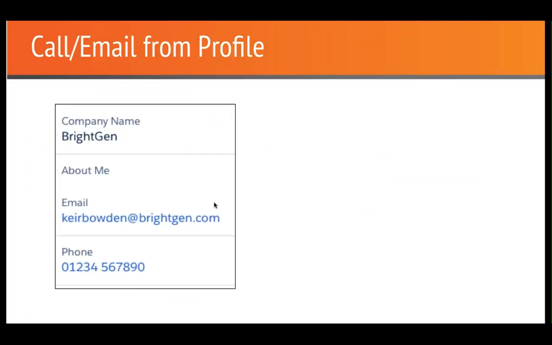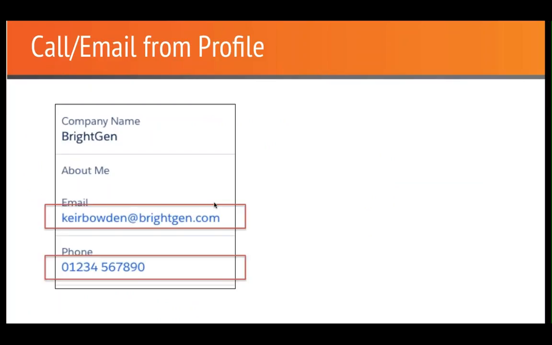You can also call or email someone directly from their chatter profile on a mobile device, just by touching either the email or phone field contents. You've always been able to do this on the iOS downloadable app, but now it's supported by the Android downloadable app, also by the mobile browser, so you don't necessarily have to have an application installed to do this.